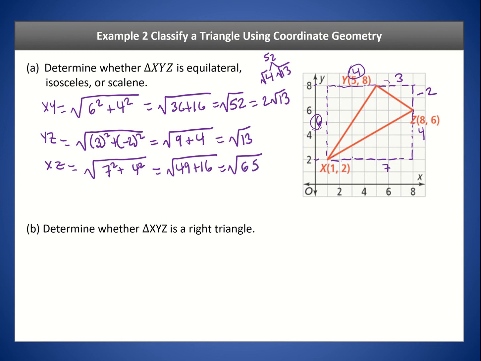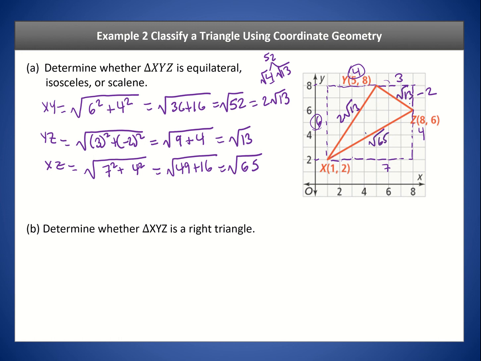And we can go ahead, we should be able to leave it like that. Let's see here, because it would be 5 times 13. And we know that 5 is not a perfect square like 4 is. So we can leave it like that. And we can see that all these numbers are different, right? This is 2 square root of 13. This is square root of 13. And this is square root of 65.